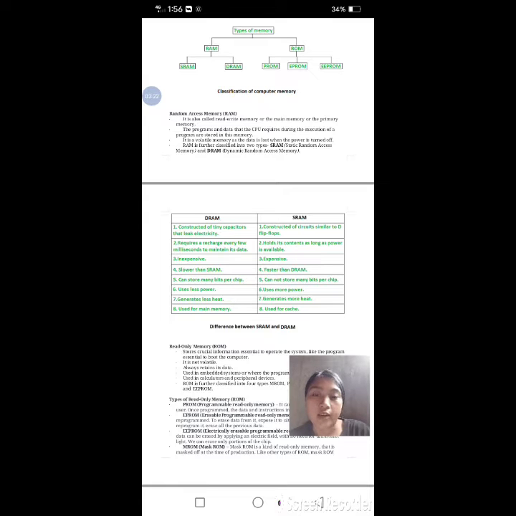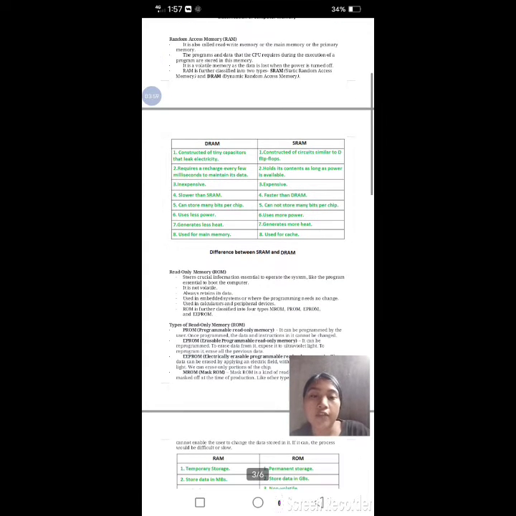Number 4: DRAM is slower than SRAM, and the SRAM is faster than DRAM. Number 5: DRAM can store many bits per chip, and the SRAM cannot store many bits per chip. Number 6: DRAM uses less power, and the SRAM uses more power. Number 7: DRAM generates less heat, and the SRAM generates more heat. Number 8: DRAM is used for main memory, and the SRAM is used for cache.